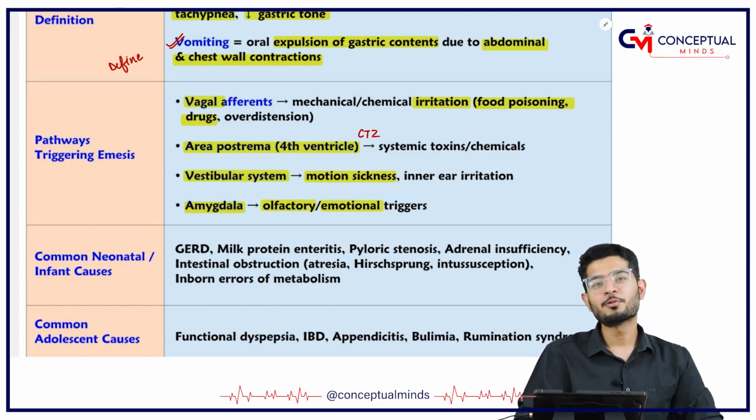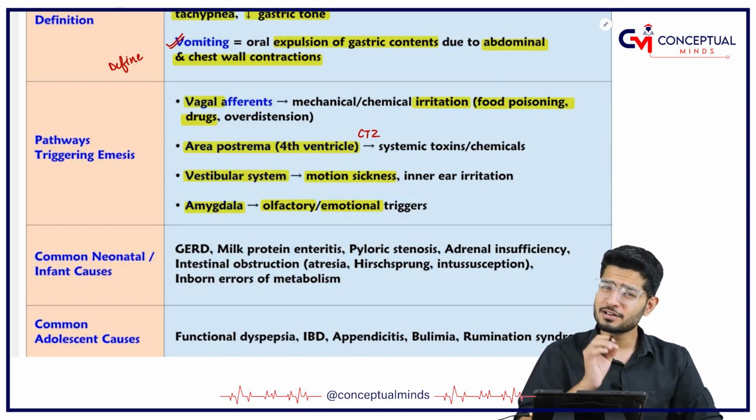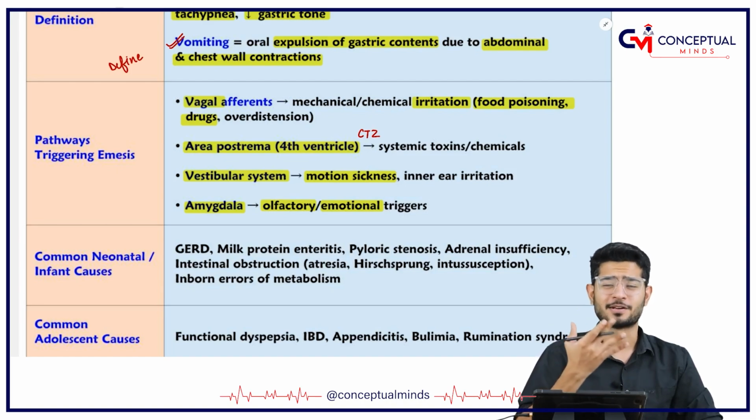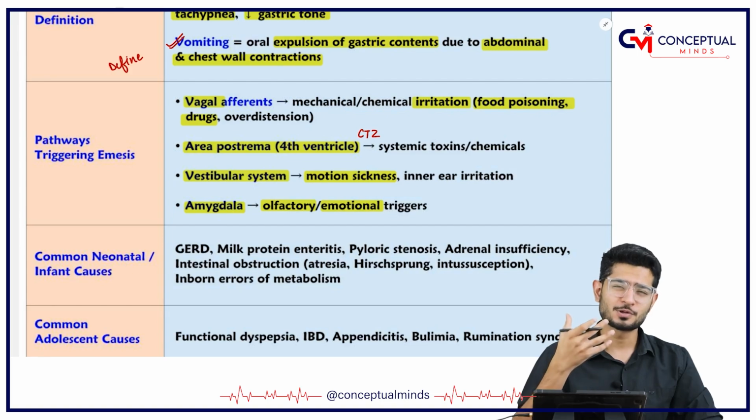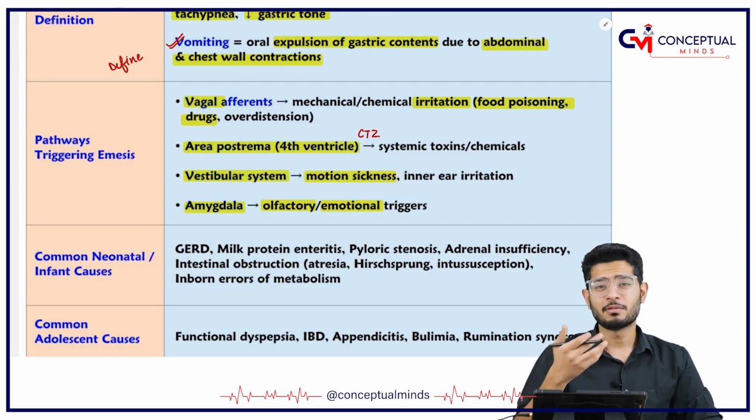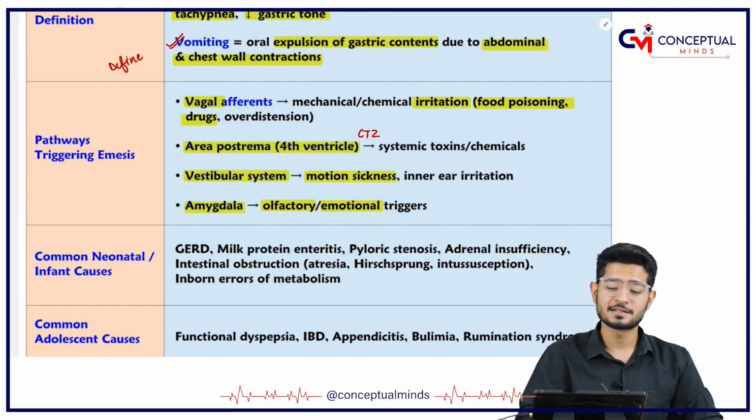I still remember there's a dish called saag. That's a Punjabi dish. Saag is a green leafy vegetable. Whenever it is cooked in my house, I feel like vomiting. Why? Because the smell is so noxious to me that my amygdala gets stimulated, and the amygdala is something that is responsible for your vomiting.